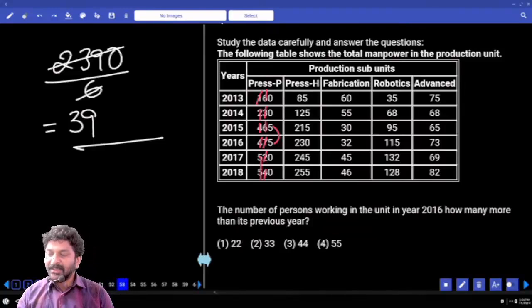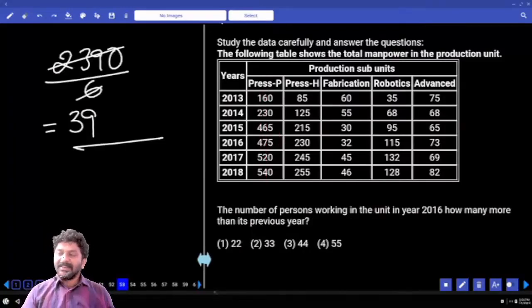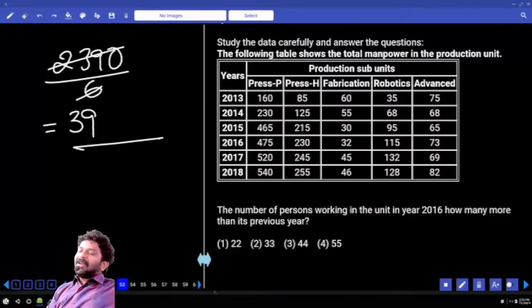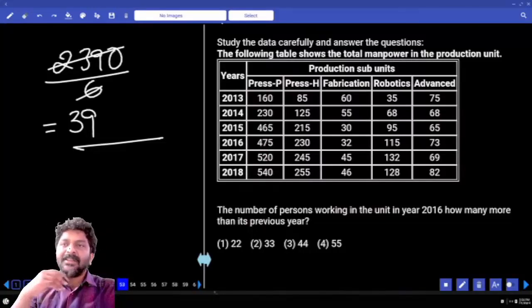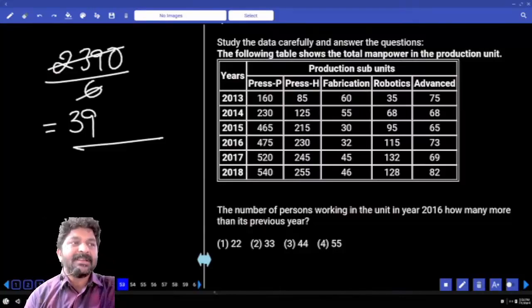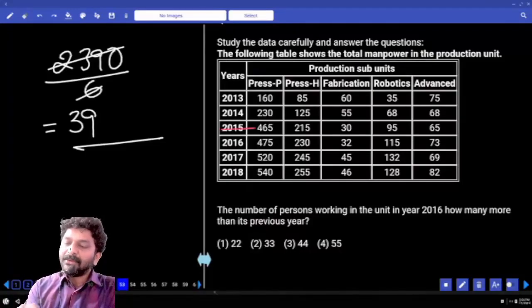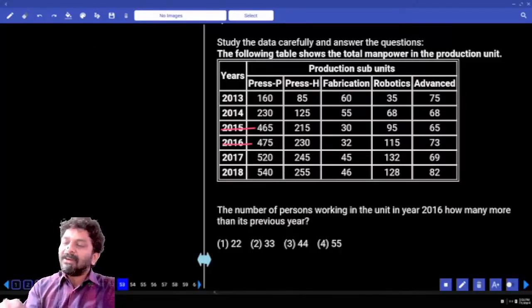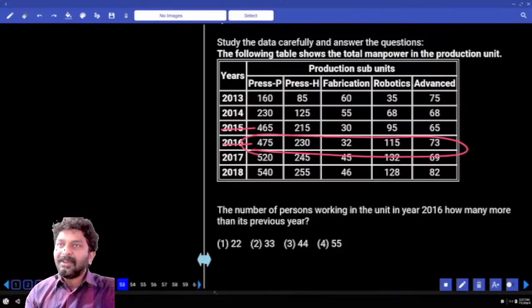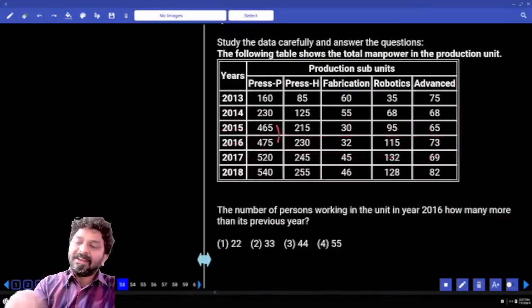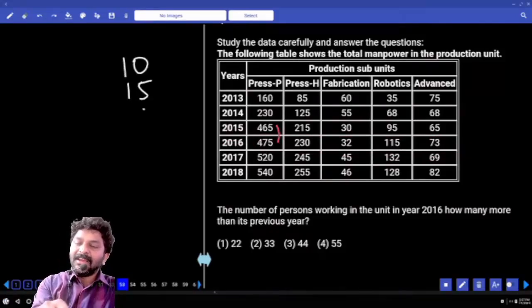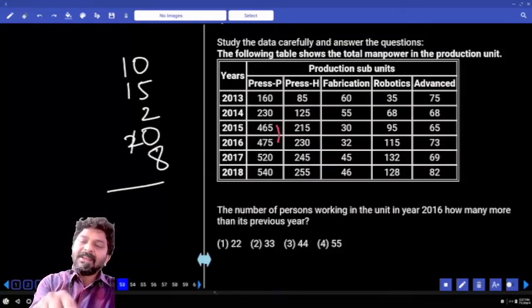The number of persons working in the unit in 2016, how many more than in the previous year? So it is for all the units together only. 2016, previous year 2015, the difference we have to calculate. Agreed? Look at the 2015 and 2016 values and observe that all the 2016 values are more than the 2015 values. Let's go with the individual differences. Here it is. Next 15, next 2, next 20, next 8, 20, 10, 10, 40, 50, 5.